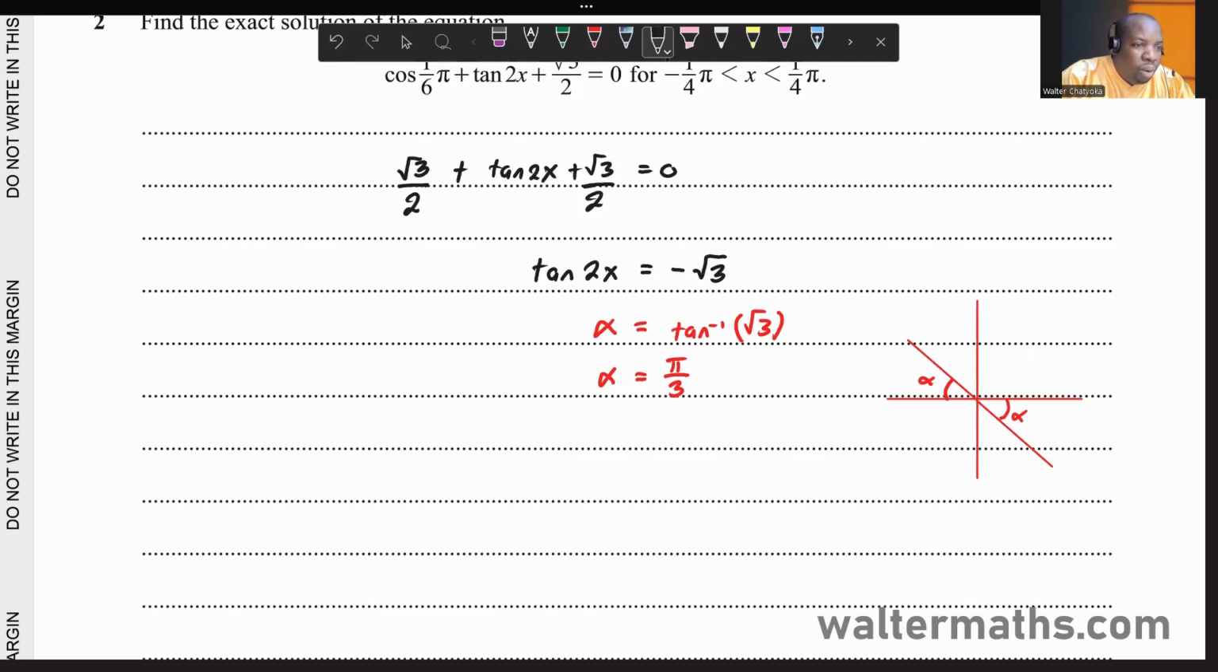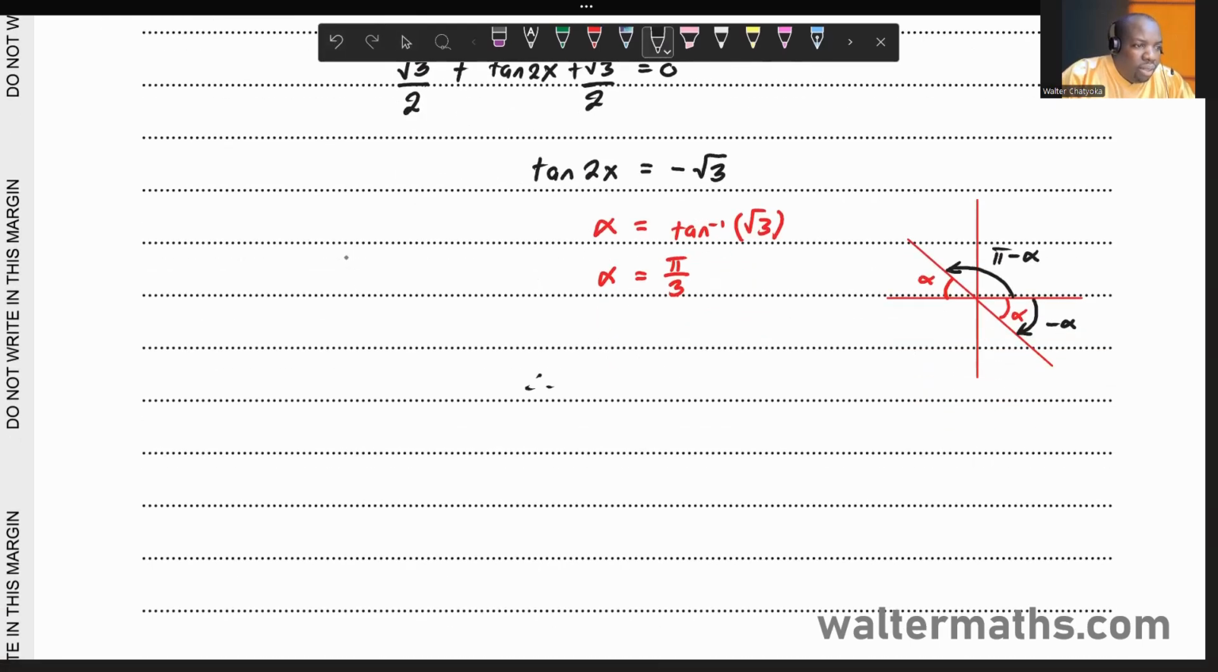So there are two possible solutions. The first one, read in this way, is pi minus alpha. And we also have another angle, which is minus alpha because we're going clockwise. So we are therefore saying that 2x is equal to pi minus alpha, which is pi minus pi over 3, which is 2 pi over 3. The other value is minus alpha, which in this case would be minus pi over 3. Now, dividing by 2, we get x to be pi over 3 and minus pi over 6.